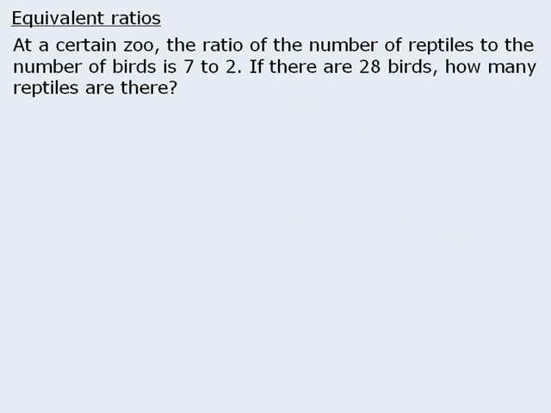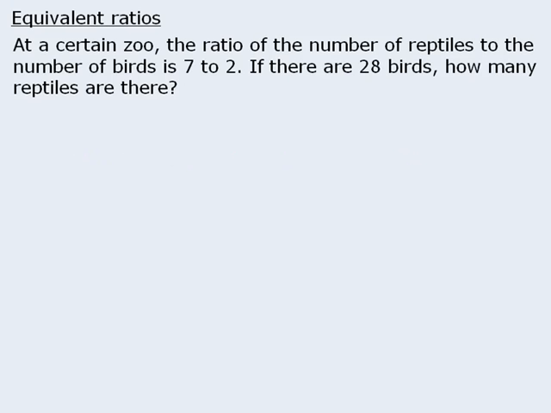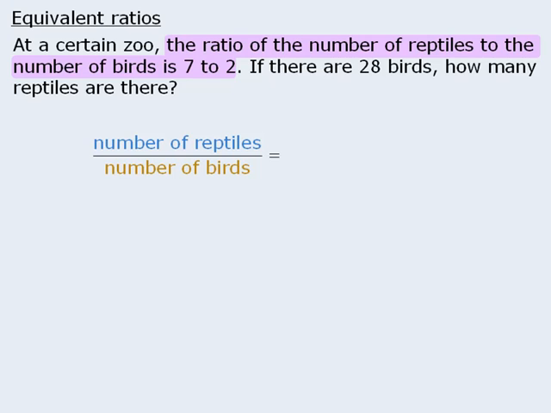Alright, now let's tackle a word question involving equivalent ratios. Here we are told that at a certain zoo, the ratio of reptiles to birds is 7 to 2. There are 28 birds, and we must find the number of reptiles. Now, this question happens to feature the word ratio, so we know it's a ratio question. However, we also know it's a ratio question because we can rephrase the information to read, for every 7 reptiles, there are 2 birds. Now, the question tells us the ratio of the number of reptiles to the number of birds is 7 to 2. So we can write this as the number of reptiles to the number of birds is equal to 7 to 2.